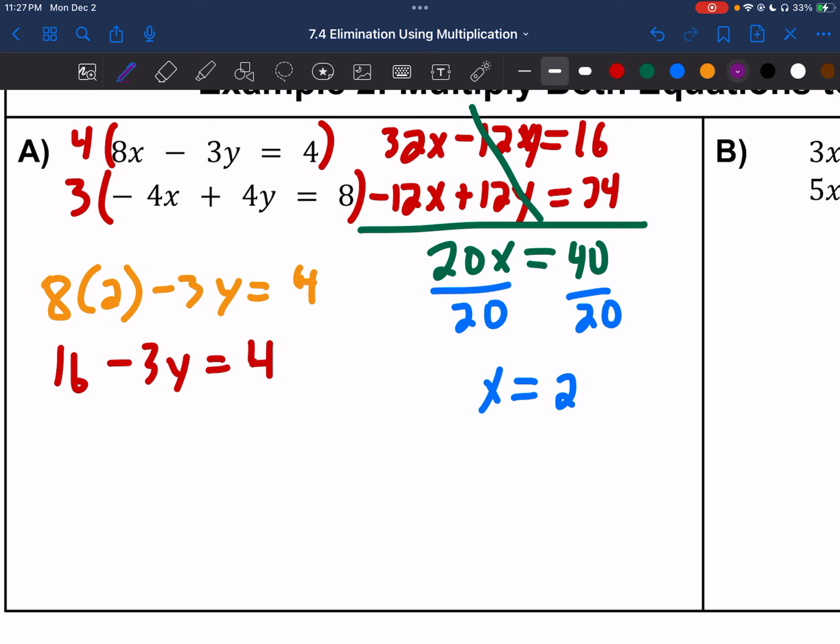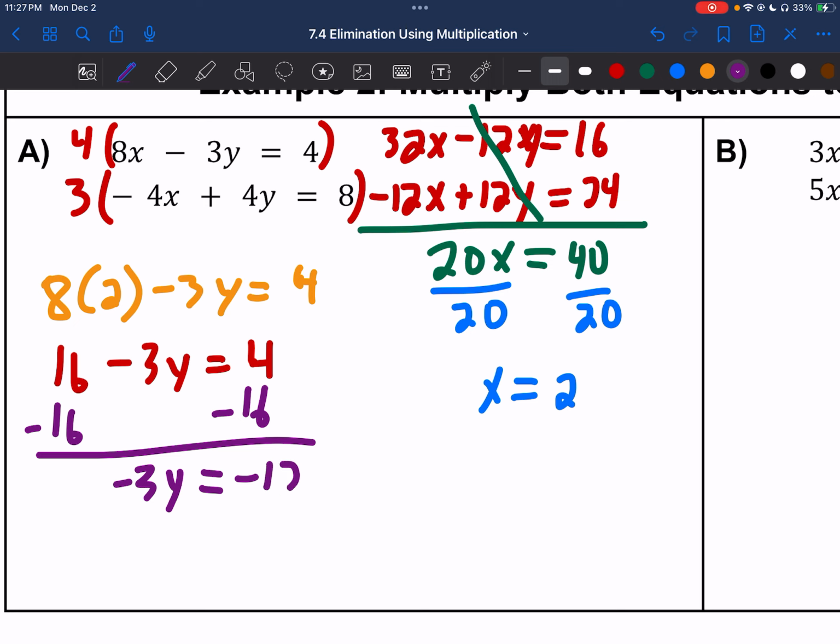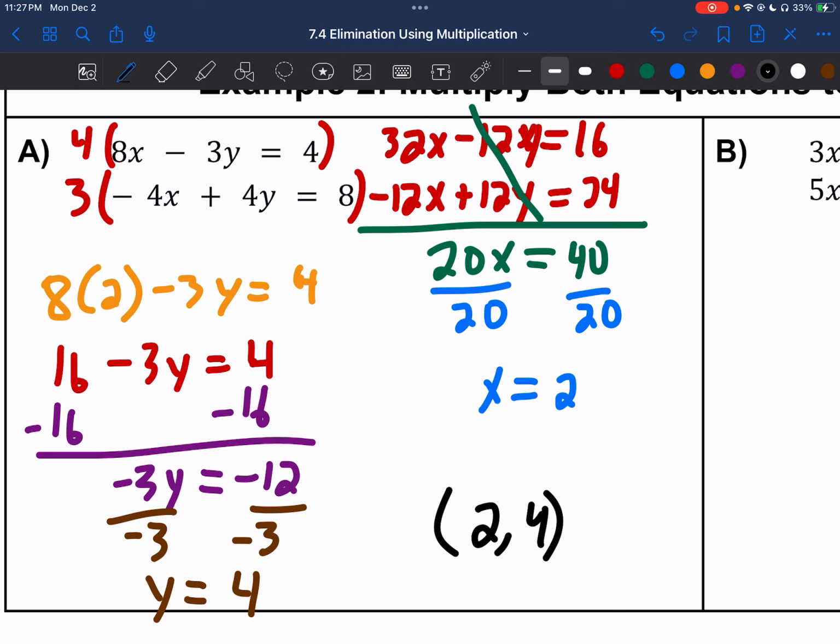We are going to subtract that 16. Remember, we're subtracting because the sign in front of a number is the one that is attached to it. So we have negative 3y is equal to negative 12. And the last step, we divide by negative 3. We get that y is equal to a positive 4. Okay, y is equal to positive 4.